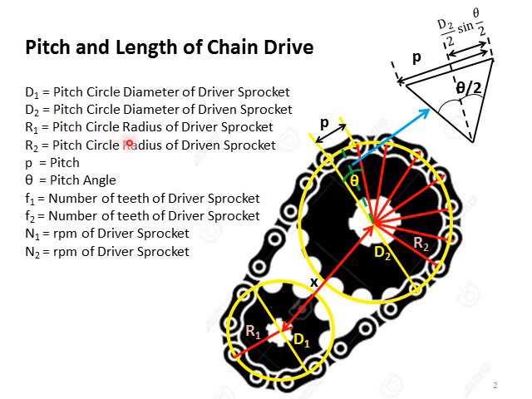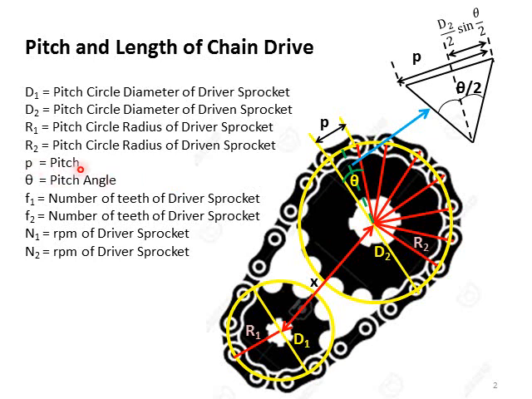R1 is the pitch circle radius of driver sprocket. Here's the R1, which is half of the pitch circle diameter, and this R1 is named as the pitch circle radius of driver sprocket. R2 is half of the pitch circle diameter of driven sprocket, and is named as the pitch circle radius of driven sprocket.